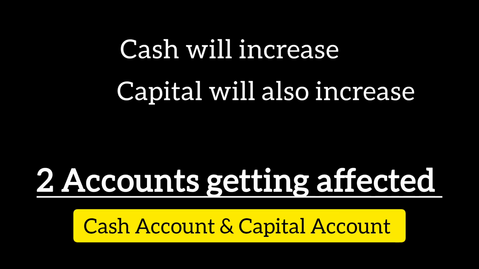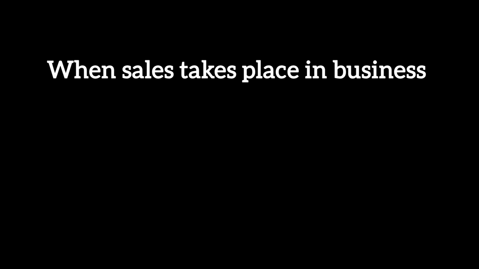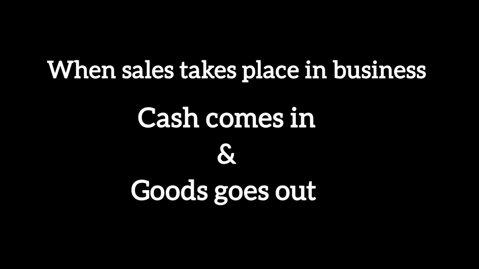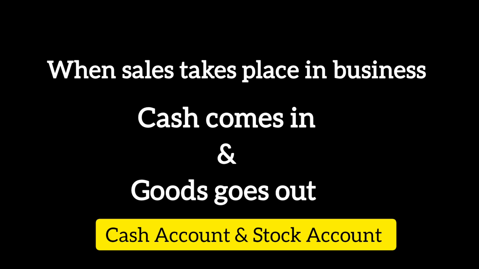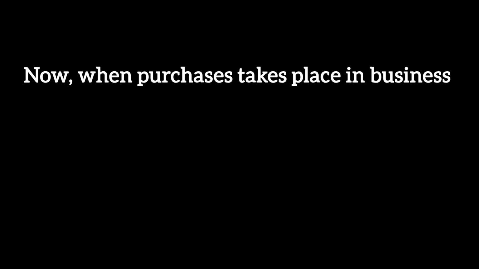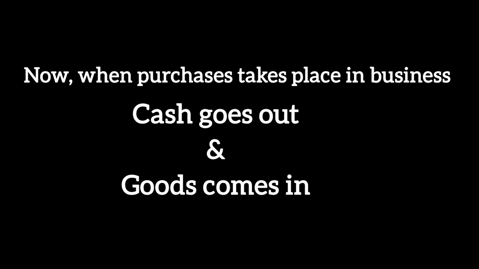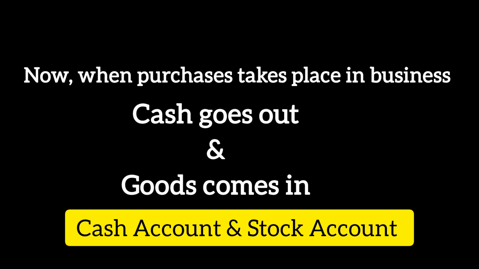And let me give you another example. When sales happen in business, what happens? Cash comes into the business, yes or no, and goods go out from the business. So two accounts are being affected. Every transaction taking place in business will have at least two impacts. For example, purchases. When you purchase goods from your suppliers, what happens? You are paying money to your suppliers, yes or no? So cash goes out from the business and goods come in. So you see, two accounts are being affected.